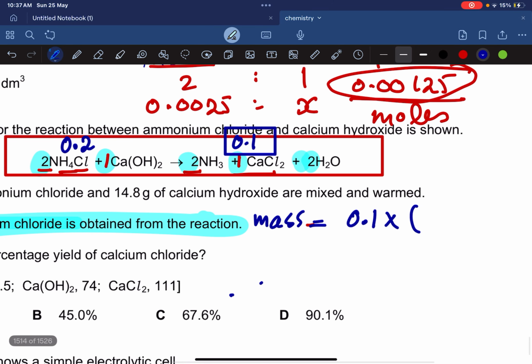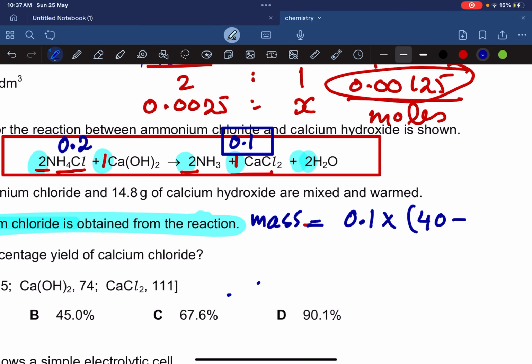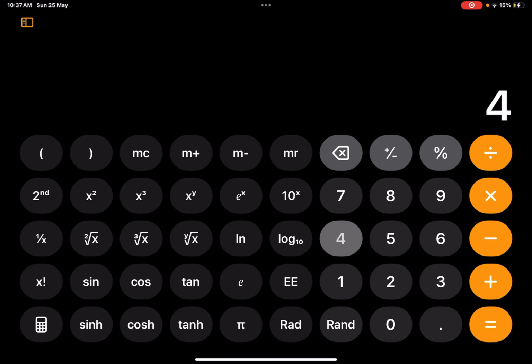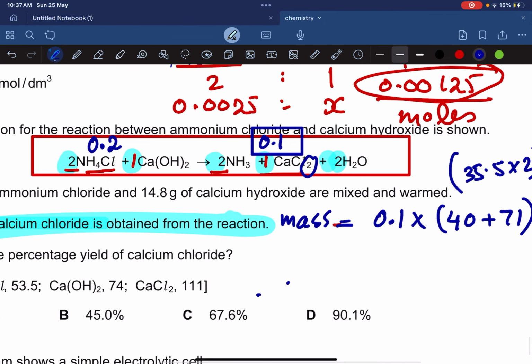एम आर कितना होगा? कैल्शियम इज़ 40 एंड क्लोरीन इज़ 35.5 और यहाँ पे 2 क्लोरीन्स हैं तो टाइम्स 2, दैट्स गोना मेक इट 71. सो 40 प्लस 71 टाइम्स 0.1, लेट्स डू इट. 40 प्लस 71 टाइम्स 0.1, 11.1 grams. मेरा mass आना चाहिए था 11.1 grams. This should have been the mass, and that's the mass in theory.